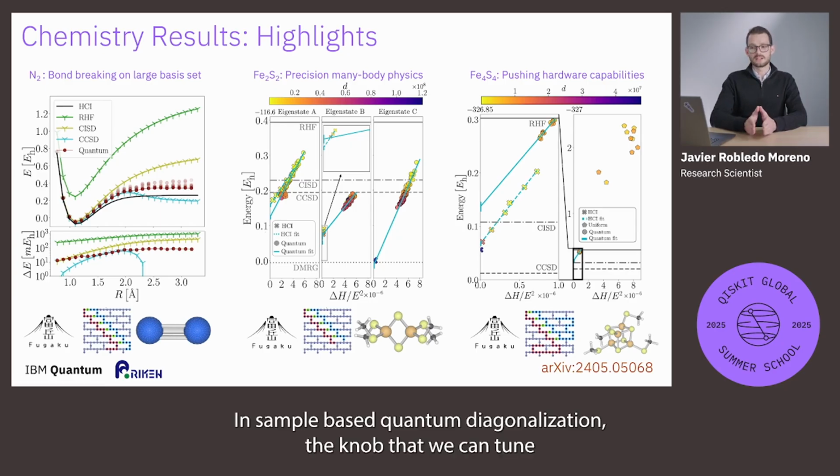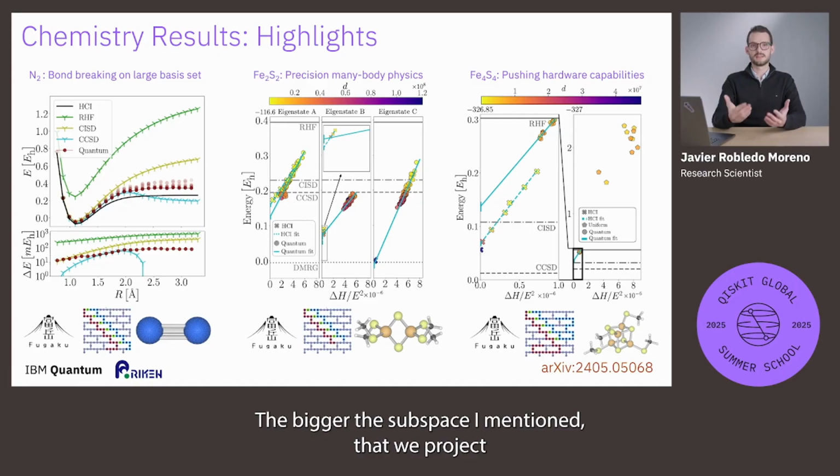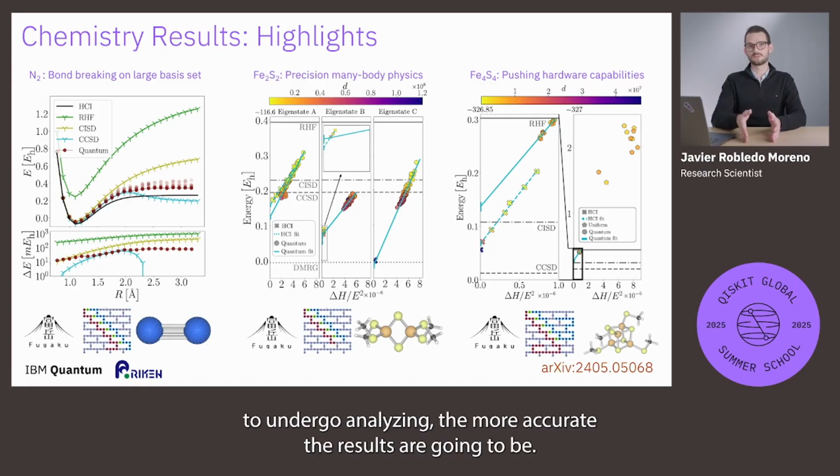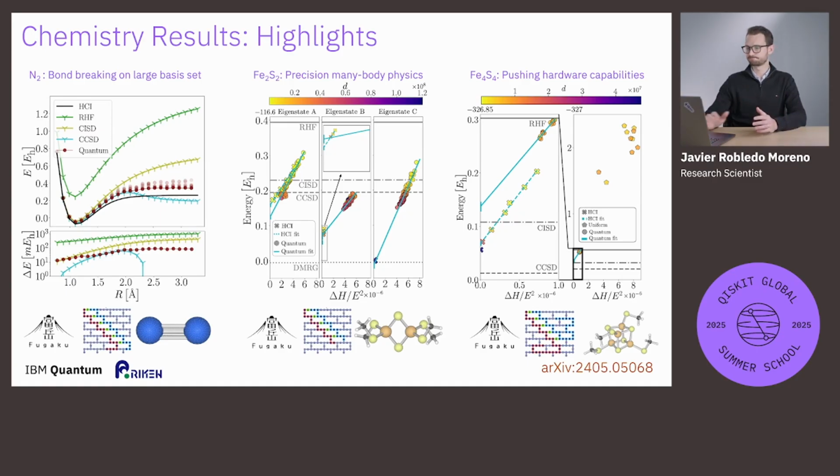In sample-based quantum diagonalization, the knob that we can tune to increase the accuracy of the method is the subspace dimension. The bigger the subspace dimension that we project to diagonalize in, the more accurate the results are going to be. And this is simply coming from the variational principle.